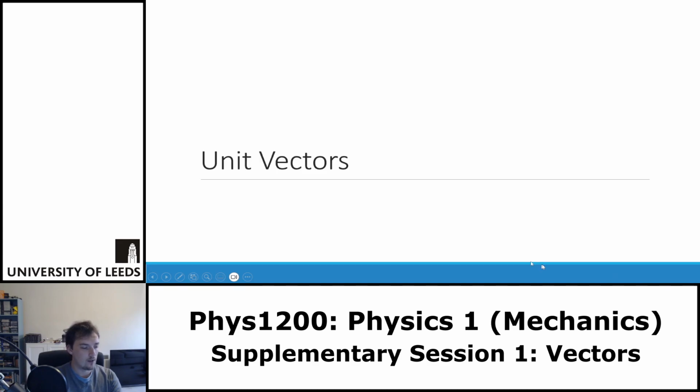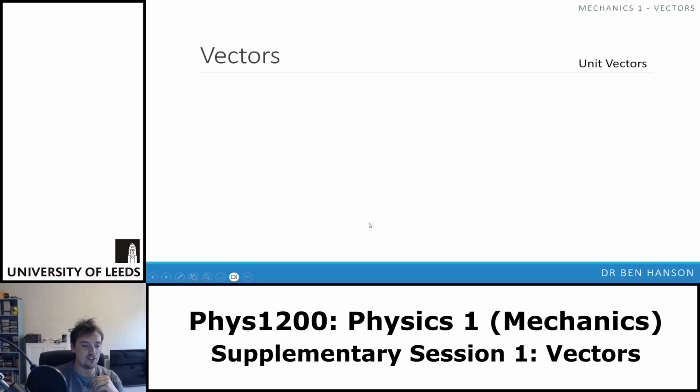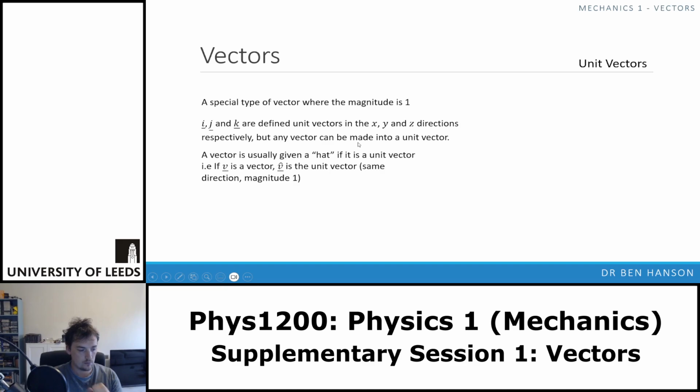So that's going to bring us on to the idea of a unit vector. A unit vector, what is that? We've already seen 2 of them, it turns out. 3 of them, in fact. But we're going to think about this in a more general idea now. A unit vector is a special type of vector where the magnitude of that vector is exactly equal to 1.